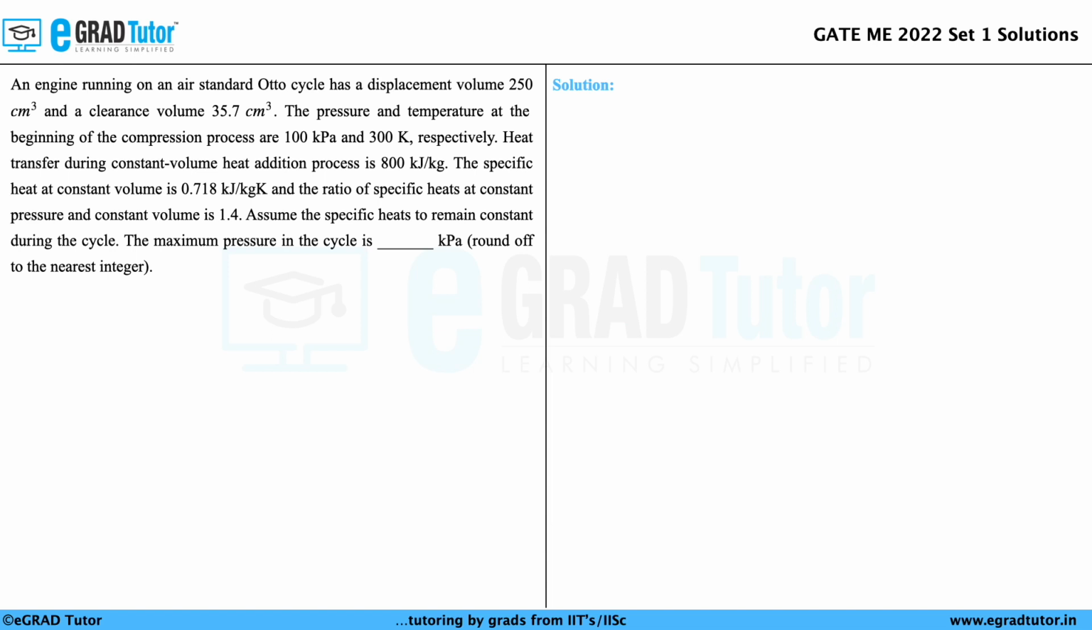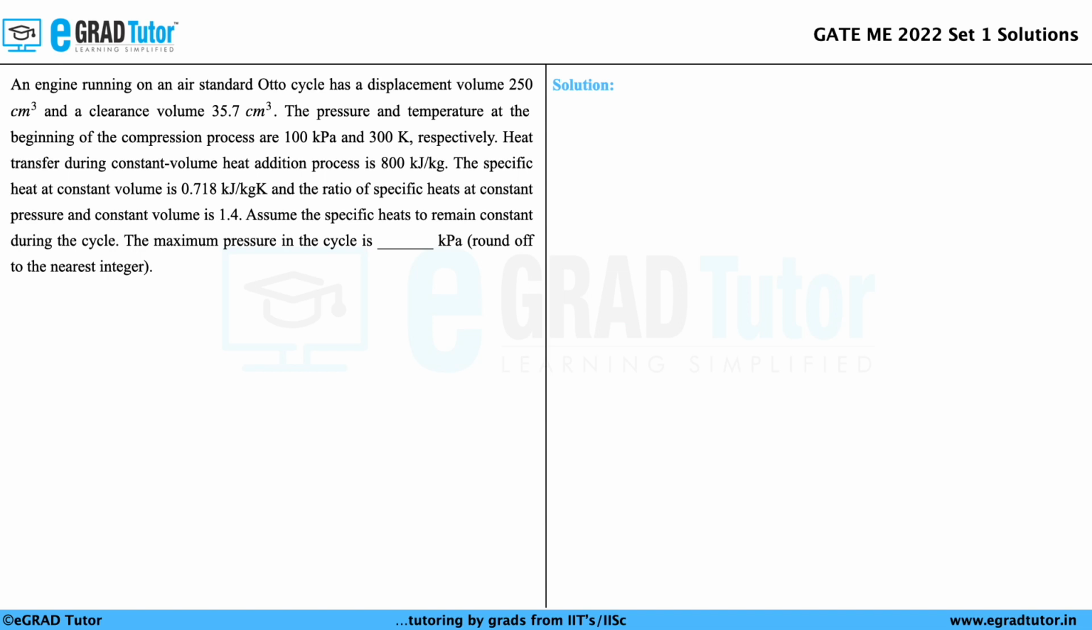An engine running on an air standard Otto cycle has a displacement volume of 250 cm³ and a clearance volume of 35.7 cm³. The pressure and temperature at the beginning of the compression process are 100 kPa and 300 K respectively. Heat transfer during the constant volume heat addition process is 800 kJ/kg.